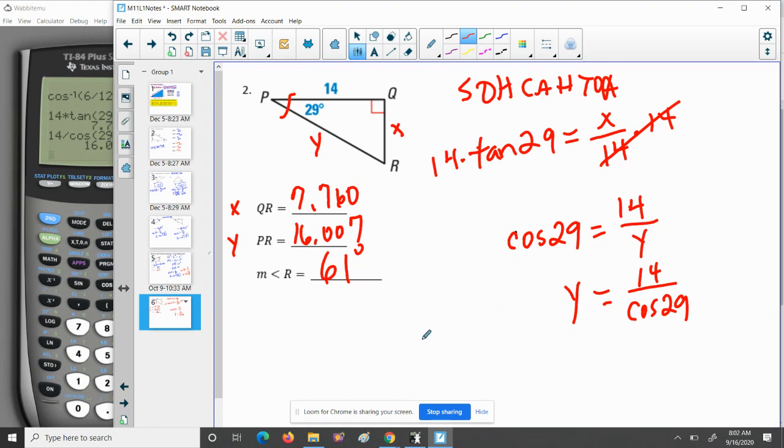Okay, I hope that this has been helpful. We're going to work with right triangle trig this week. I'm going to do a lot of solving triangles.